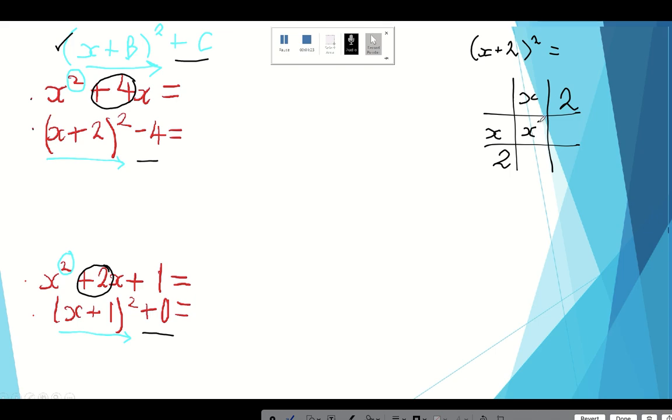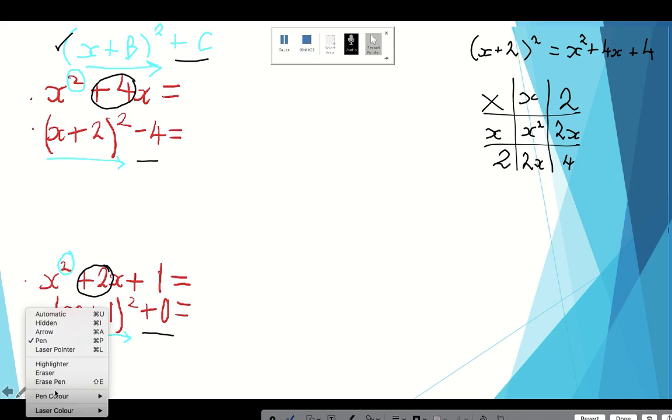We're then going to find each of the missing parts of the grid by multiplying the terms together. So x times x is x squared, x times 2 is 2x, 2 times x is 2x, 2 times 2 is 4. So if we found the resultant part of this equation, we would get x squared plus 4x plus 4. Now this is good because we're going to say that this blue line here is the same as this here.